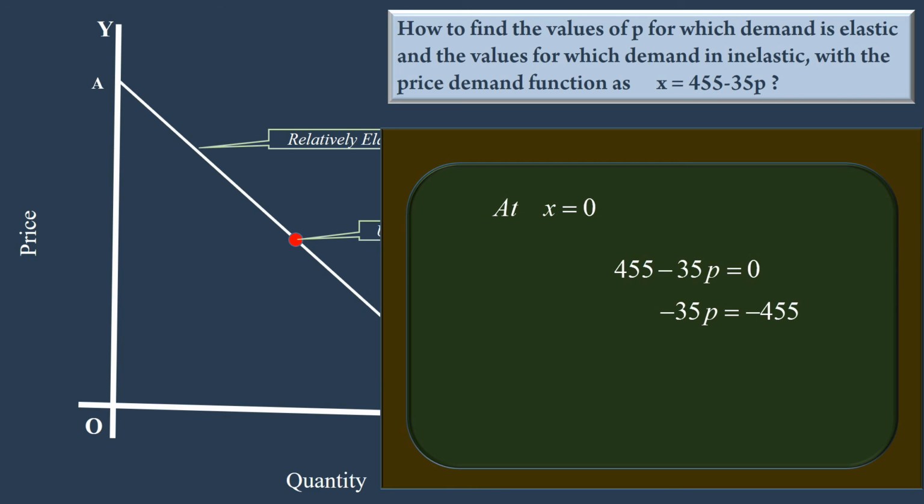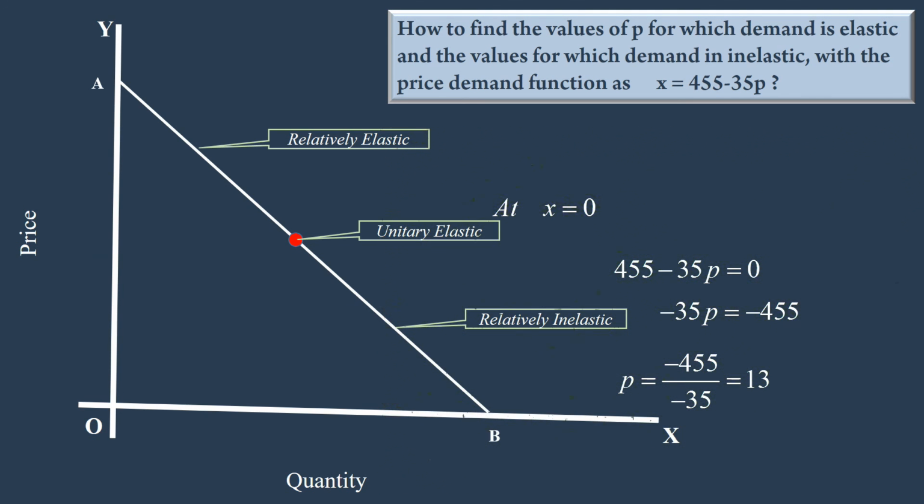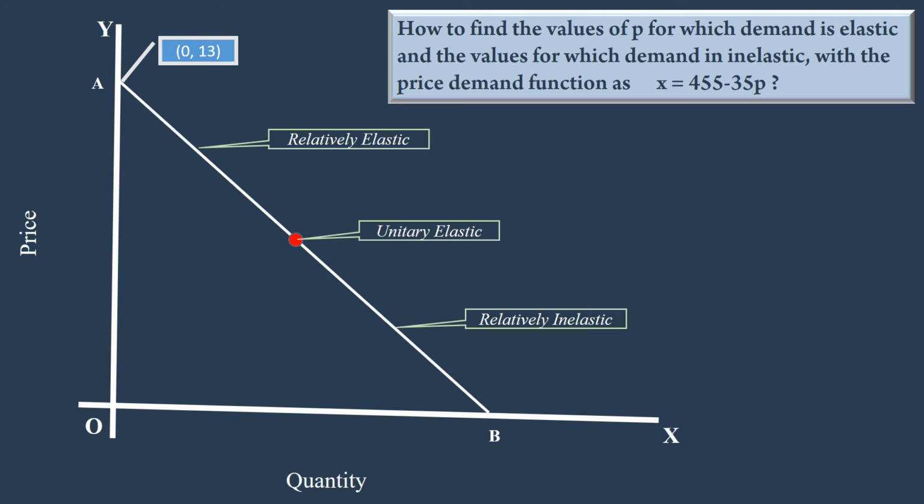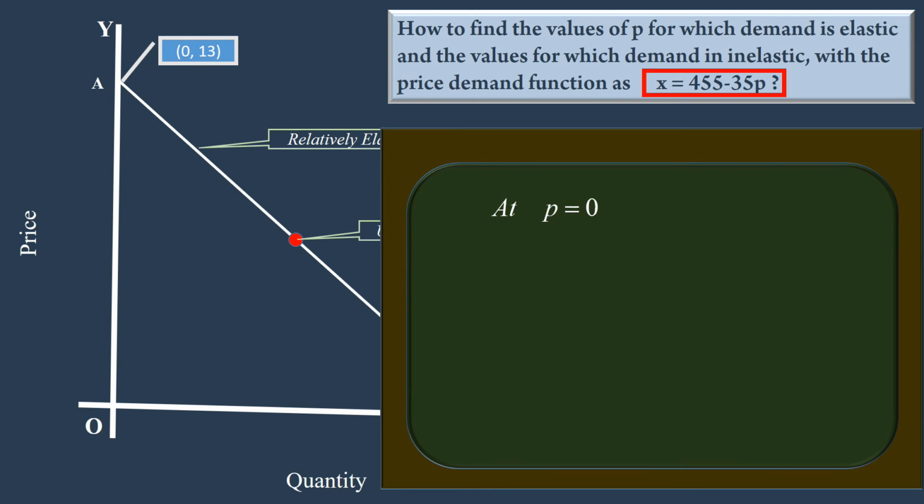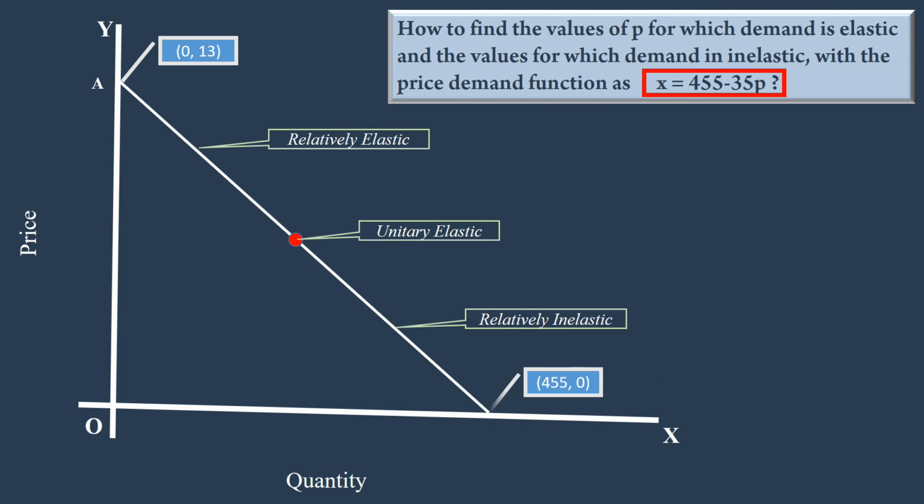455 minus 35p equal to 0. P equal to minus 455 over minus 35 equal to 13. The coordinates are 0, 13 at point A. At point B, price is 0. Put P equal to 0 in the demand function. X equal to 455 minus 35p. X equal to 455. 455, 0 are the coordinates of the point B.